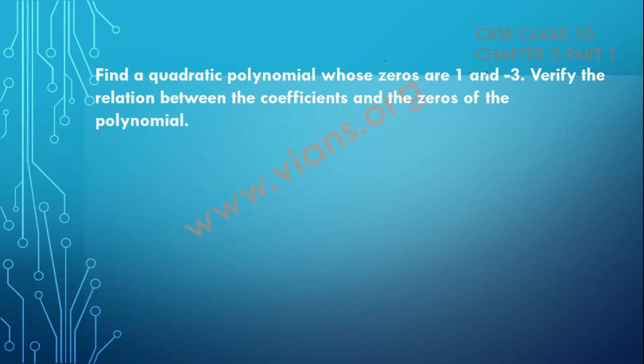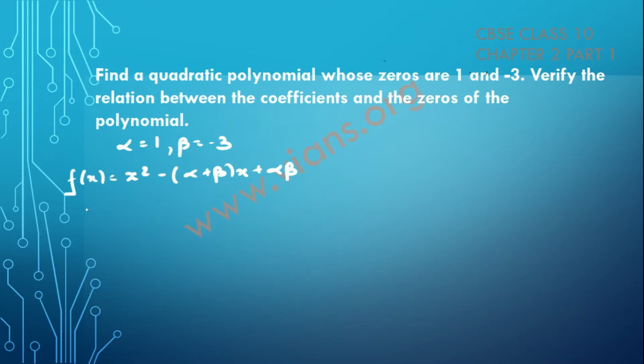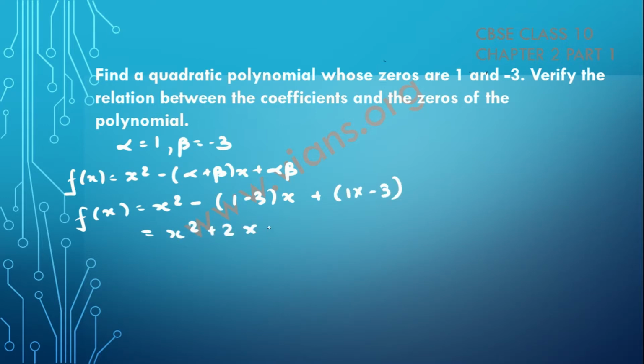Problem 5 says that find a quadratic polynomial whose zeros are 1 and minus 3. Verify the relationship between the coefficients and the zeros of the polynomial. So let's consider alpha is equal to 1 and beta is equal to minus 3. And such a polynomial can be explained using this formula. Alright, so that is basically your f of x. So f of x can also be written as x square minus (1 minus 3)x plus 1 into minus 3. That's nothing but x square plus 2x minus 3.